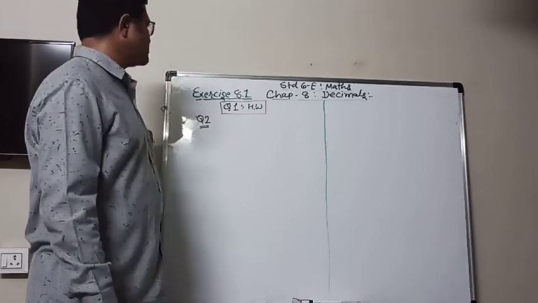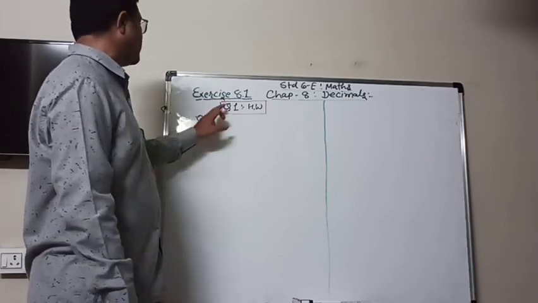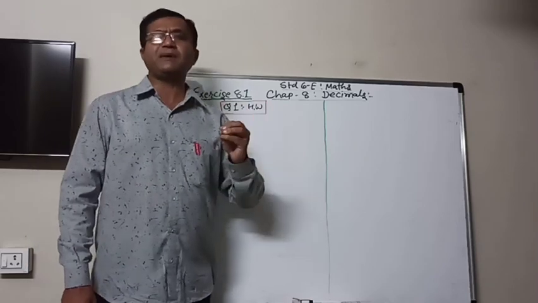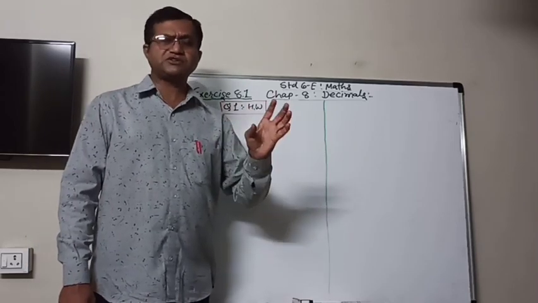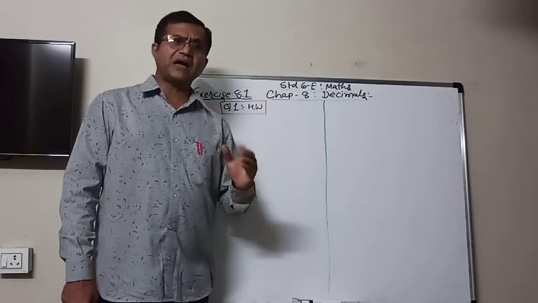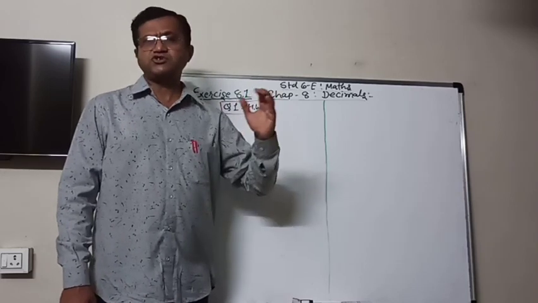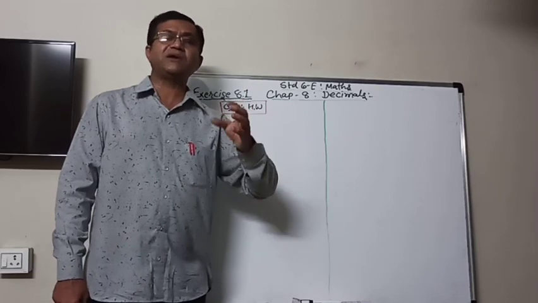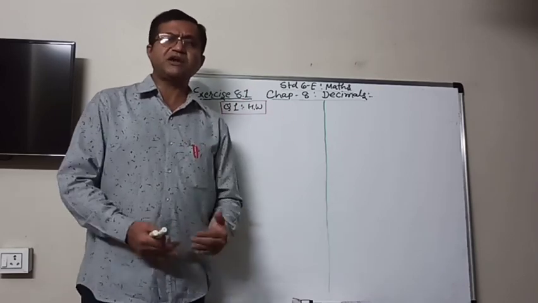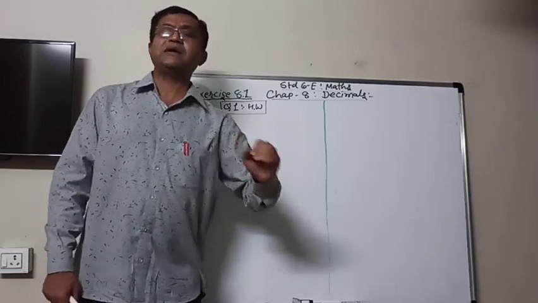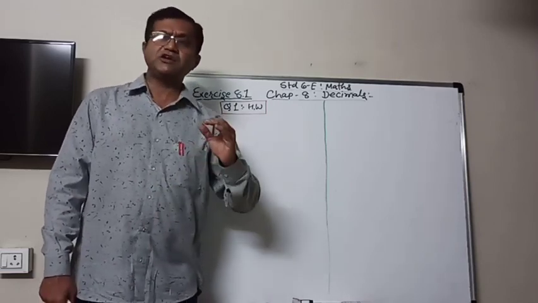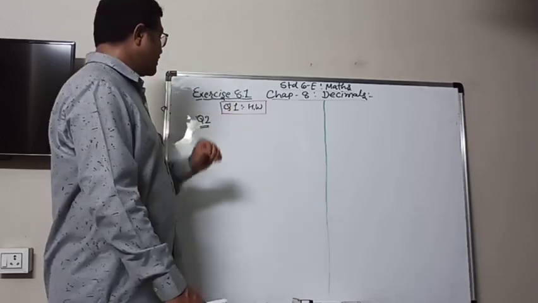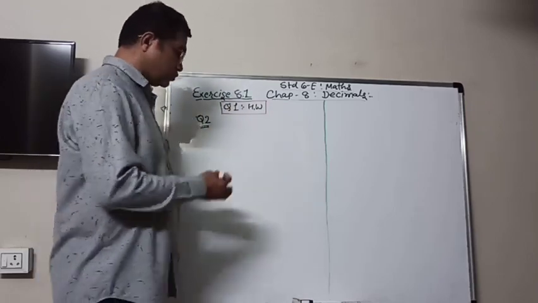Now let us start exercise 8.1, in which question 1 is very simple. Some blocks are drawn. You just have to count how many tens, how many ones, and then how many tenths, and according to that you have to write down in the table given. So you will write that yourself, very simple. We are going to do question number 2.